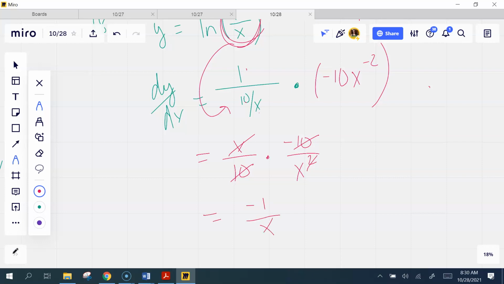Wait, hold on. How did you get x over 10? It's 1 over 10 over x. Do you agree that that's the same thing? Yes. Do you agree that you can move that up because of the negative exponent? Then it'll become x to the negative 2, and then you just change it to positive. So x squared.